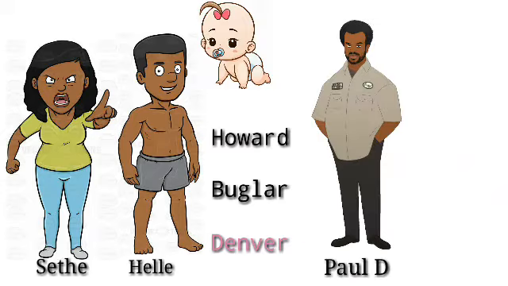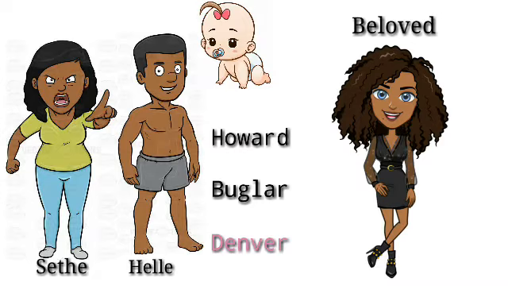Another character is Paul D. Paul D was a slave at Sweet Home along with Halle and Sethe. And the last character is Beloved. She is the ghost of Sethe's child. So let's begin the summary.